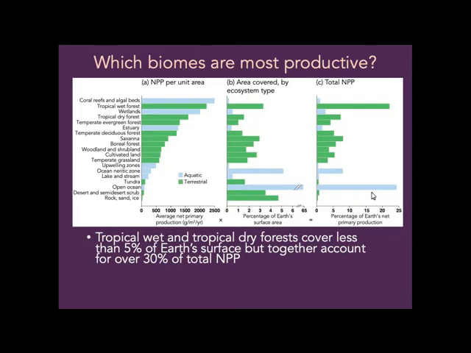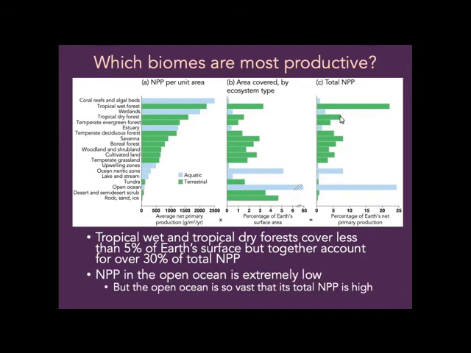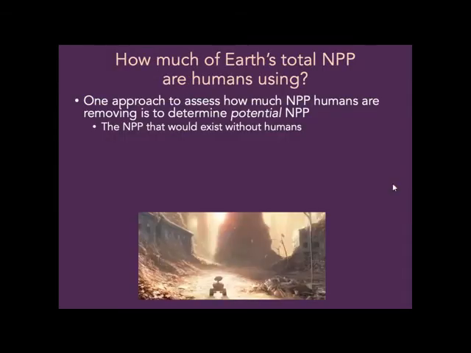So we should note that tropical wet and tropical dry forests cover less than 5% of the surface of the Earth. But if you add up tropical wet forest and, where are we? Tropical dry forest, over here. Okay. They will account for over 30% of the total NPP on land. We should also, in looking at the ocean, see that the NPP in the open ocean is very low. So if you were to take a meter squared of open ocean, you would find it had very low productivity, but there's so much ocean that the total NPP of the ocean is the highest for any of the ecosystems, or any of the aquatic biomes.